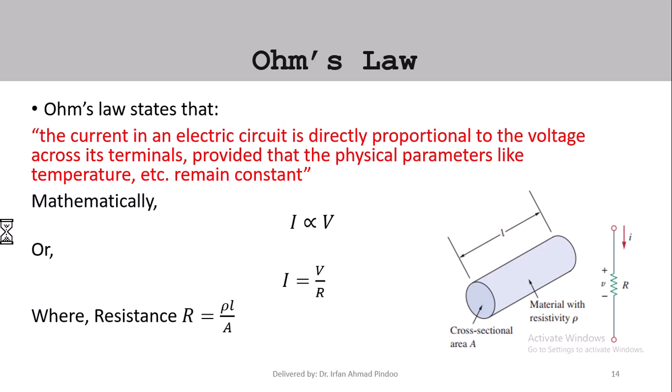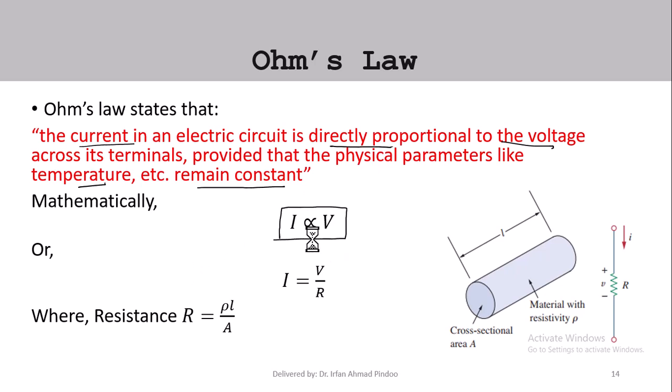Now once we are done with the basics of what is voltage, what is current, what is resistance and all, there is one very famous law that actually integrates these parameters, and that is Ohm's law. Ohm's law states that the current in an electrical circuit is directly proportional to the voltage, that is, I is directly proportional to the V across any conductor, provided that physical parameters like temperature and pressure remain constant. So this is the condition.